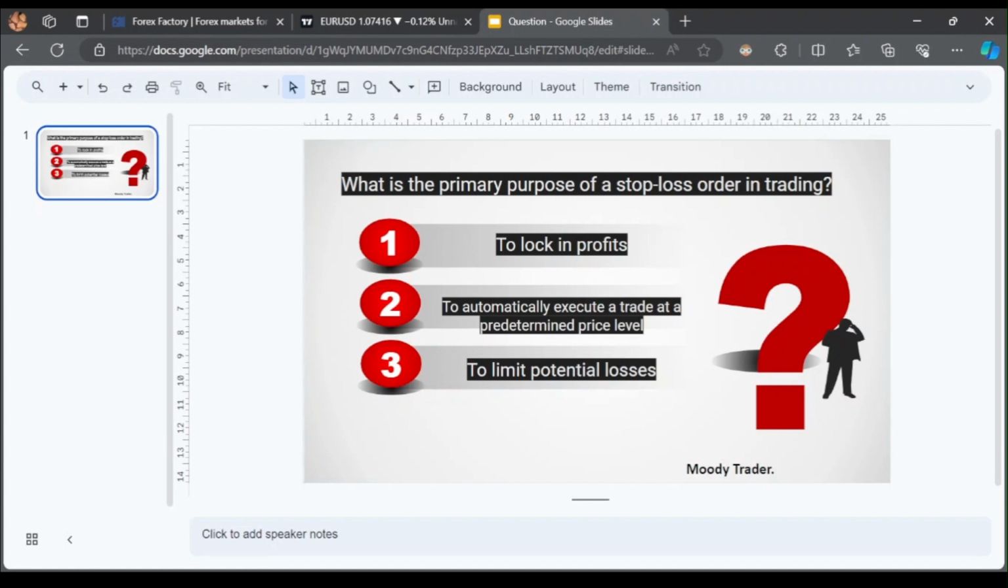Now, what do we have in our question today? What is the primary purpose of a stop loss order in trading? First one is to lock profits. Second one is to automatically execute a trade at a predetermined price level. The third one is to limit potential losses. So write your answers into the comment and I'll pin and like the right answer so that people could understand that this one is the right answer.